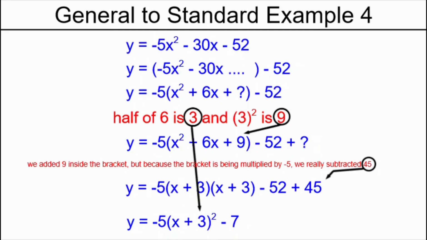A shortcut of the factoring, of course, is that this 3 that we found earlier in the process is exactly the term and the sign that we need to write inside our bracket.